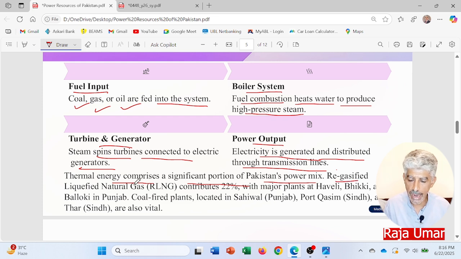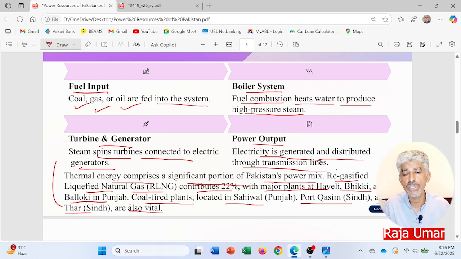Regasified liquefied natural gas, that is RLNG, contributes 22%, with major plants at Haveli, Bikki, and Balochi in Punjab. Coal-fired plants located in Sahiwal, Port Qasim, Sindh, and Thar Desert are also very vital. So it means that thermal power stations are scattered across Pakistan.